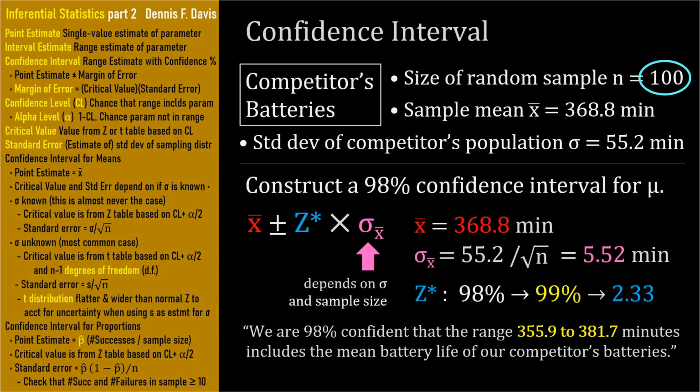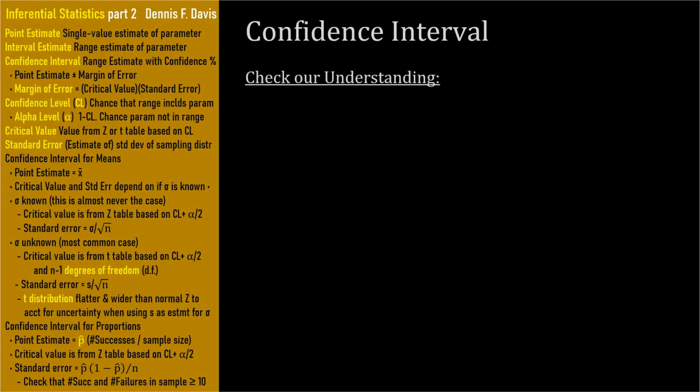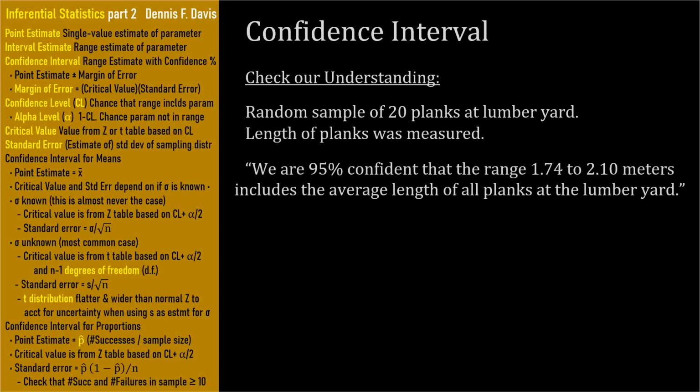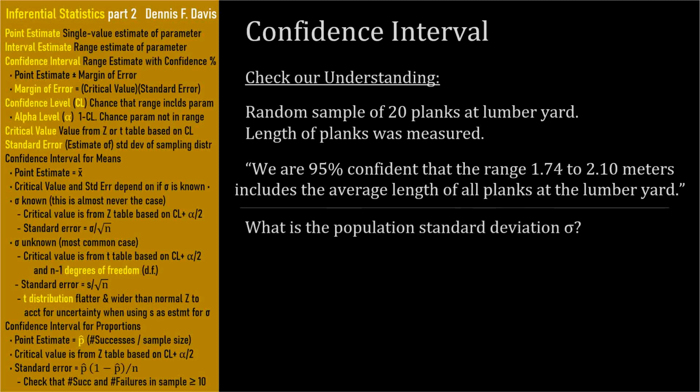Here's a problem to check our understanding. Suppose a statistician takes a random sample of 20 planks from a lumberyard, measures their length, and states that she's 95% confident that the average plank length at the lumberyard is between 1.74 meters and 2.10 meters. What's the population standard deviation, sigma, the statistician used in her analysis?